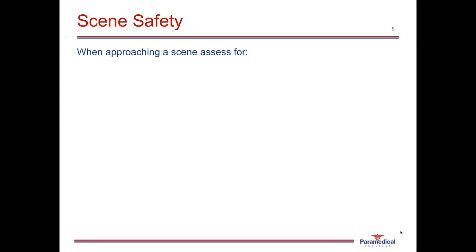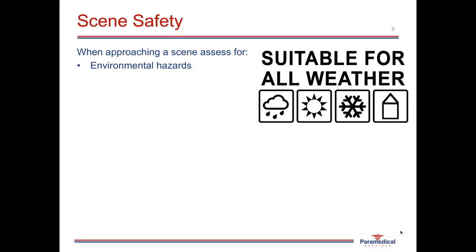When approaching the scene and assessing for safety, there are a number of different hazards you need to look out for. One of the first is environmental hazards. As pre-hospital care providers and paramedics, we work in all different types of weather conditions. We may be exposed to extreme heat, extreme cold, torrential rain, snow, extreme windy conditions, and lightning and thunderstorms.